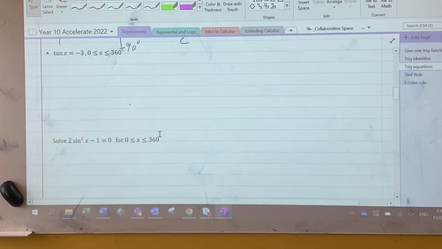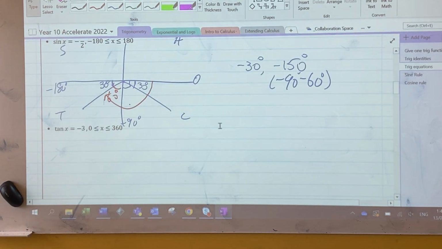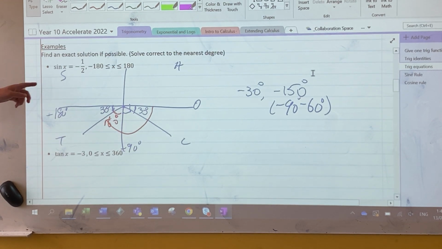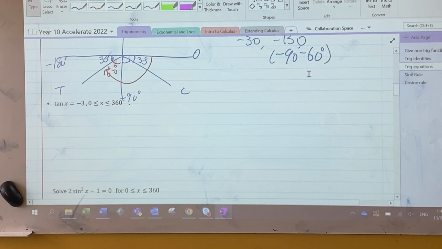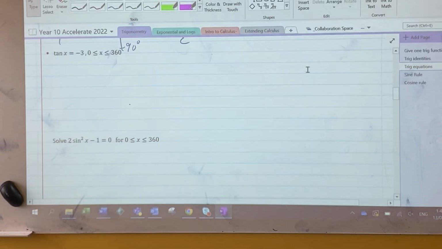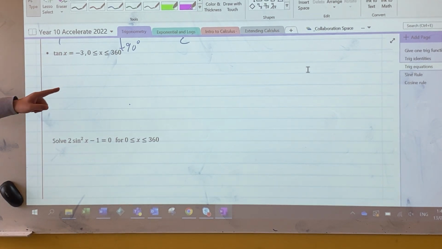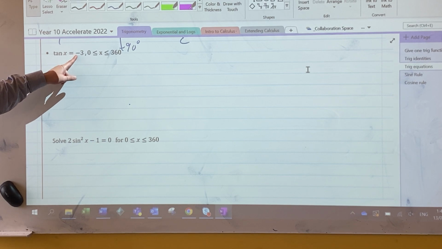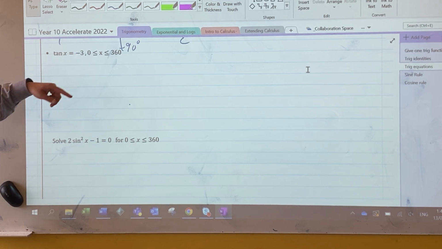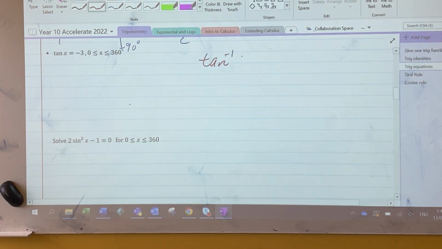Alright, tan x is minus 3. So this time, because it's not a special value, unlike minus half, the special value in a right angle triangle, whereas minus 3, we'll have to type into our calculator now. Okay? So take our calculator out. Tan x equals minus 3. Can we ignore the negative sign, just type in inverse tan 3, and the positive or negative only stands for the quadrant. So in terms of value, I'm going to type in inverse tan 3. What does it give me? 71.57.